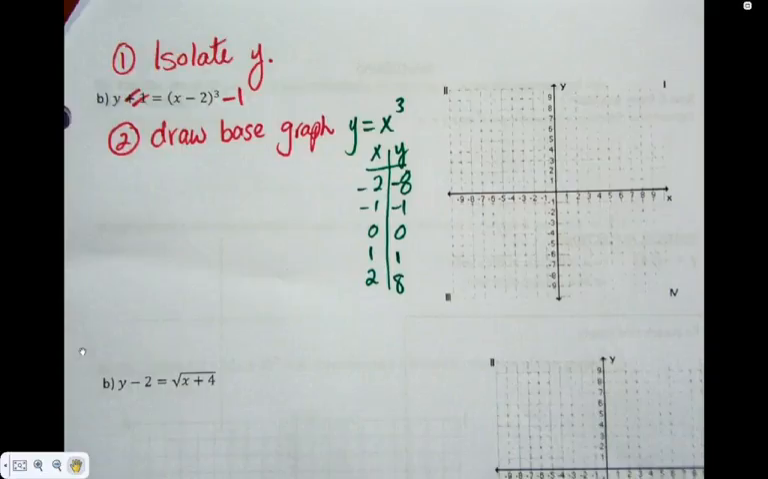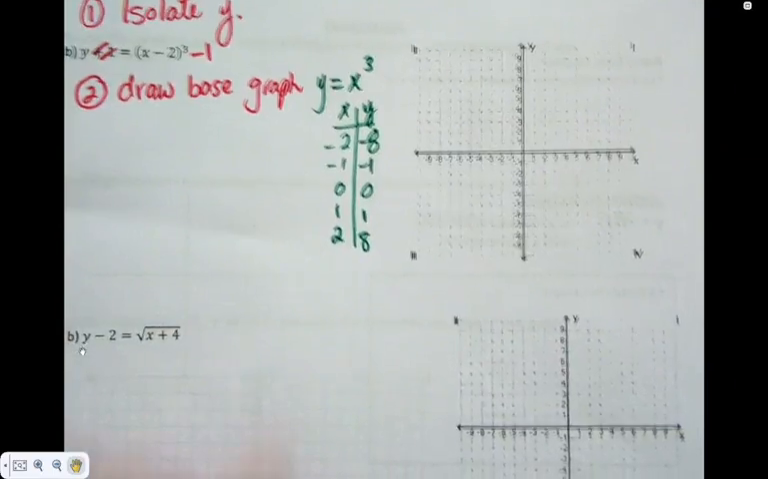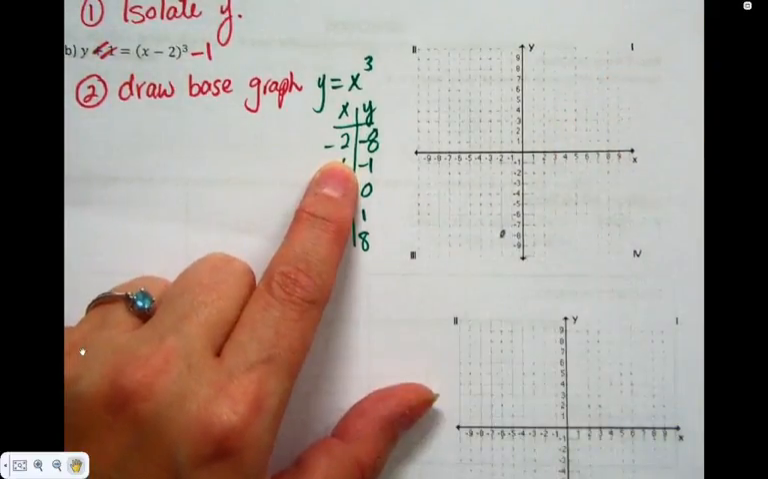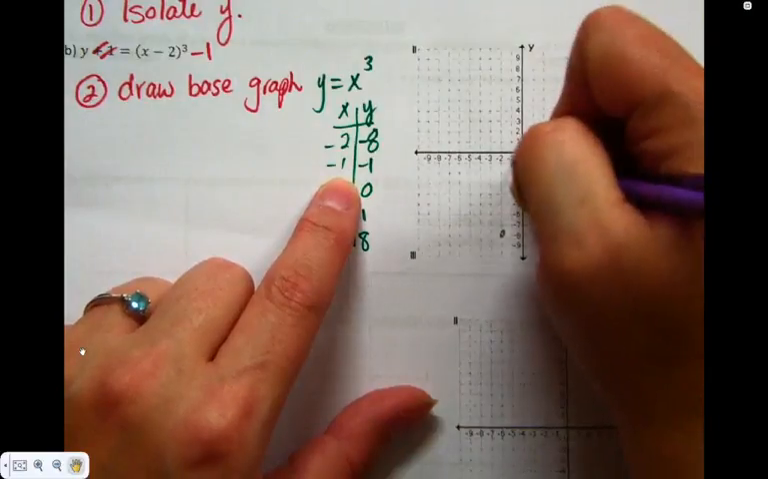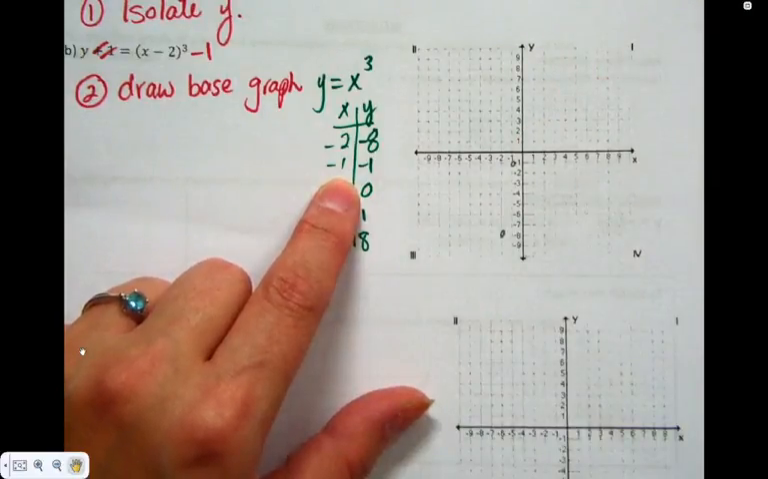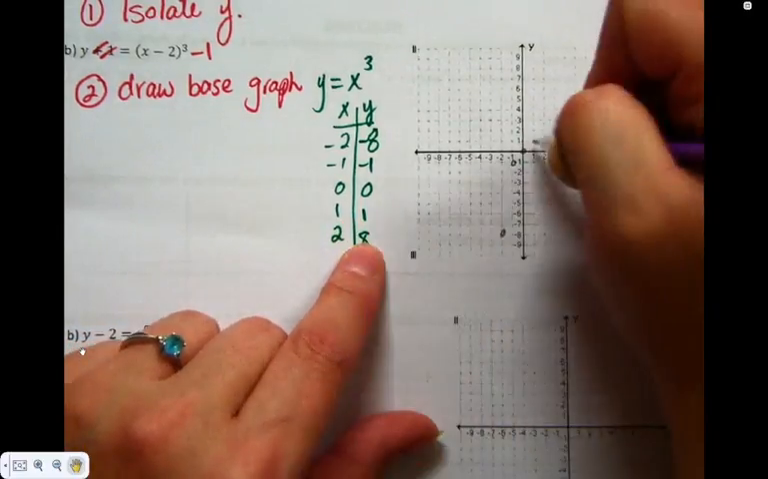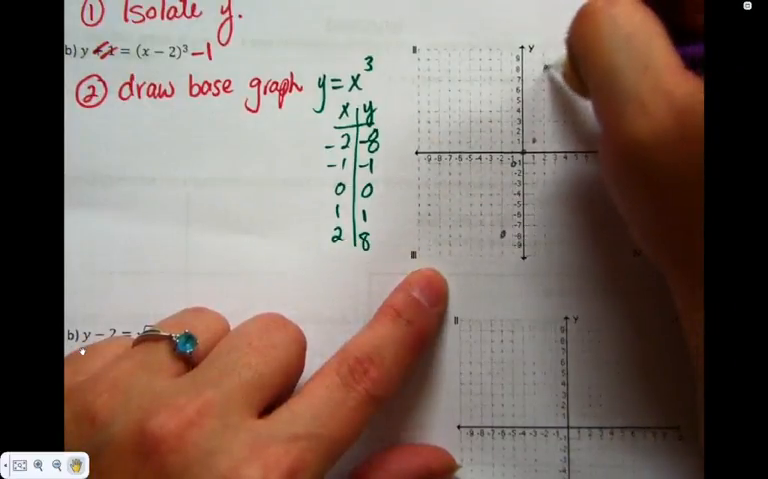Again, I like to do in pencil because I hate when I make a mistake. It's not my fault, I'm left-brained. Okay, let's look at our first cubic. Negative 2, way down here at negative 8. Negative 1, negative 1. The origin at 0. 1, 1. And 2, and way up here at 8.